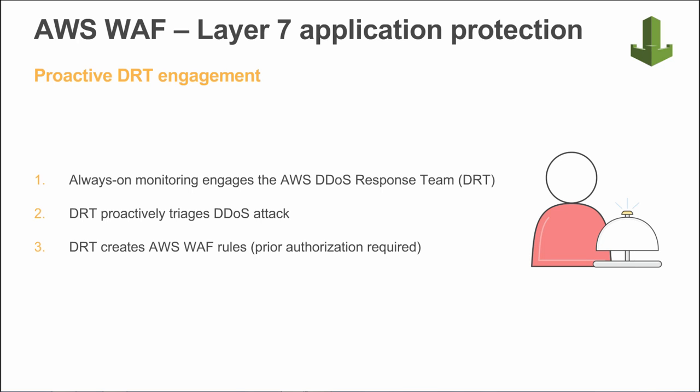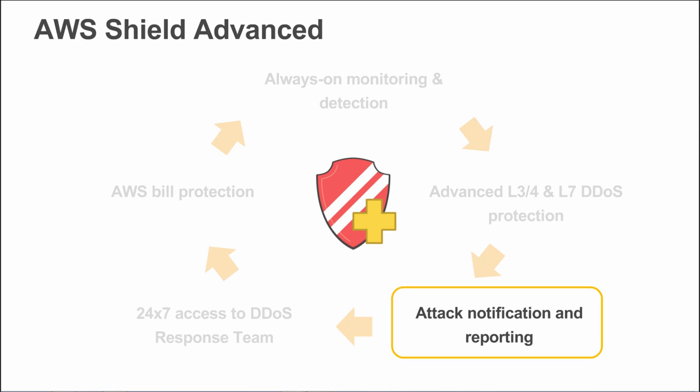We do recommend that you give those permissions to the DRT so that during an attack, we are discussing how to mitigate the attack, whether or not the root cause that we identified is the right root cause, or whether or not the rules are appropriate, instead of discussing how to give DRT IAM permissions. So that was the layer 7 attack protection, or comprehensive protection across all layers.